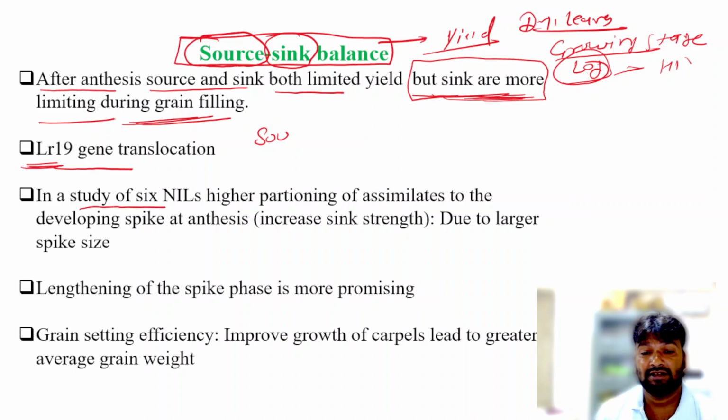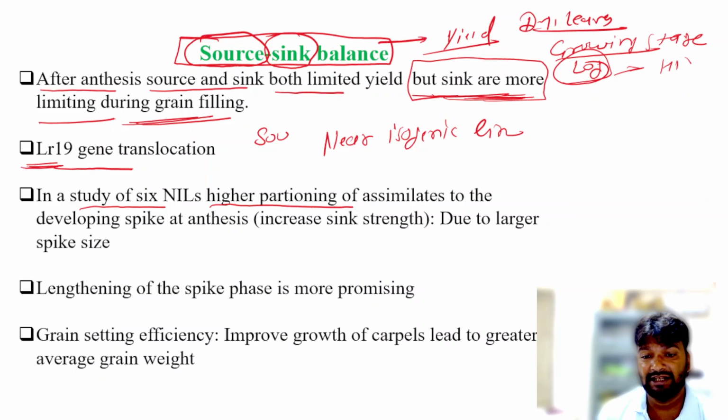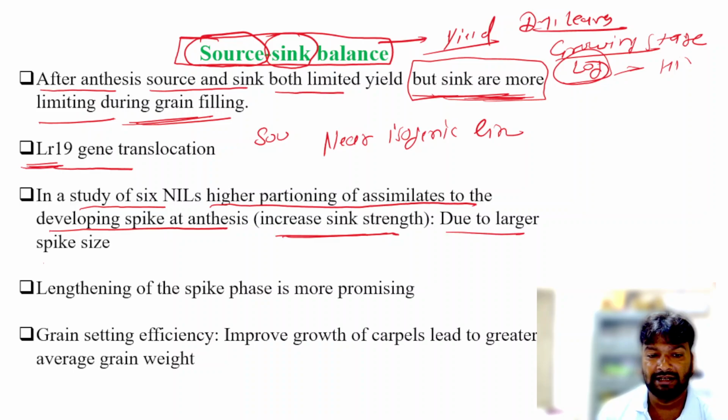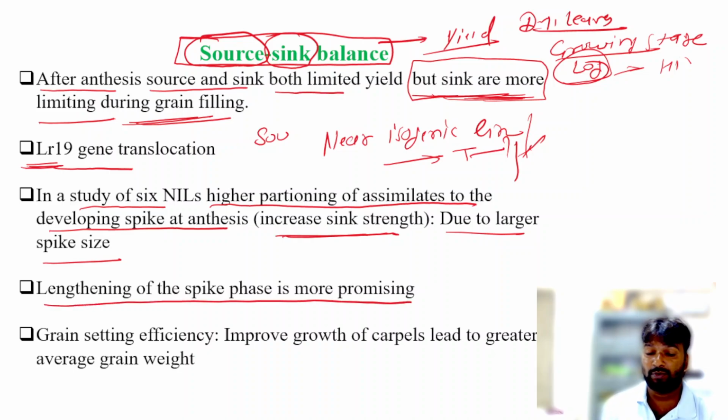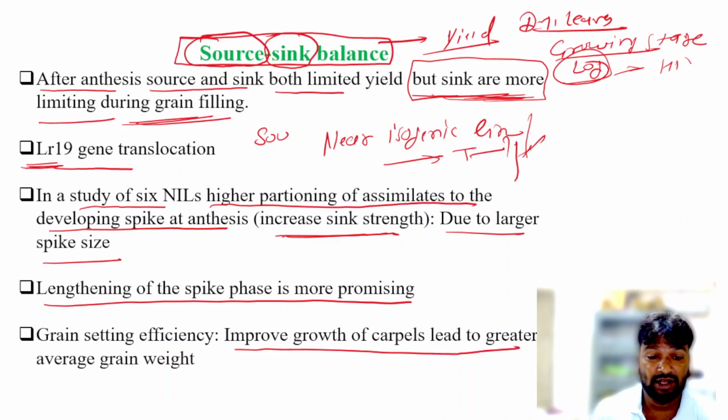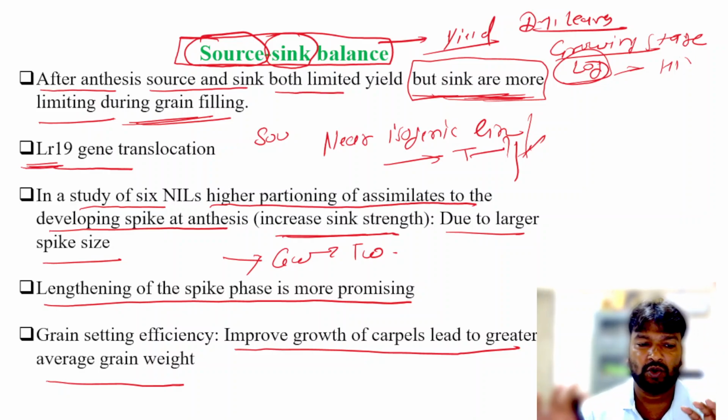In a study of 6 NIL, that is known as near isogenic lines, having higher partitioning of assimilates to the developing spikes at anthesis increases the sink strength due to the larger spike. If there is more transfer of assimilates, the spikes are larger and they can accumulate more assimilates. Also the lengthening of the spike phase is more promising, because if there is more lengthening of the spike phase, then there is more accumulation of photosynthates in the spikes, or it can improve the grain setting efficiency. So grain setting efficiency will improve the growth of carpels, leading to greater average grain weight. So this is related to the grain weight or the test weight. In this way, we can improve the source sink balance.